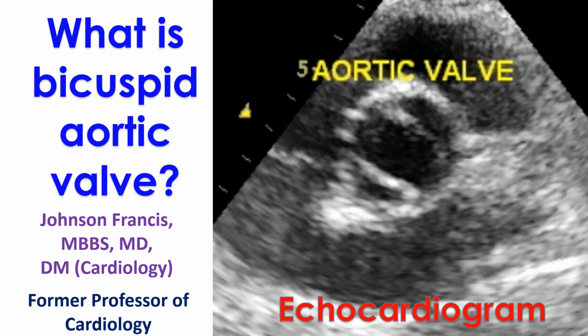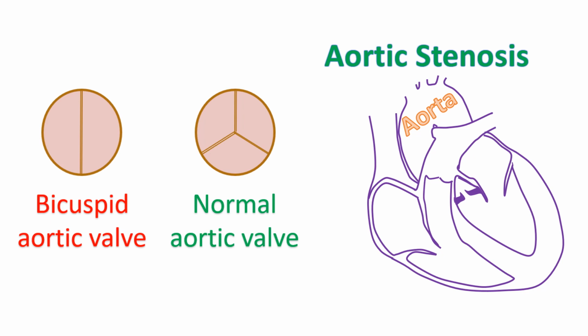Bicuspid aortic valve is a birth defect in which aortic valve has 2 leaflets instead of 3. It is the commonest birth defect of the heart and can occur in about 1 in 100 individuals. Bicuspid aortic valve can have a leak known as aortic regurgitation or a narrowing known as aortic stenosis or a combination of both. Another important association is aortopathy or disease of the aorta.